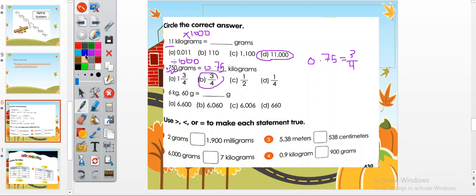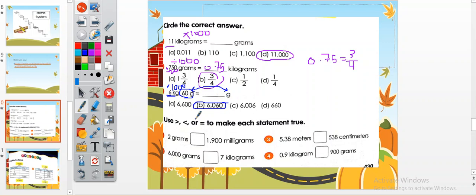For question 3 there, 6 kilograms and 60 grams. How many grams are they? So grams to grams, we will not convert, it's the same. We just need to convert from kilograms to grams. And I already know that a kilogram equals 1,000 grams. So you just multiply by 1,000. You will get 6,060, which is B.